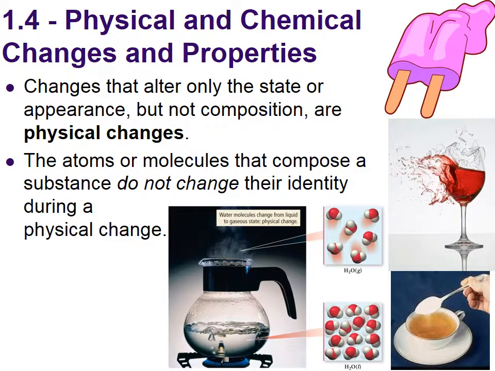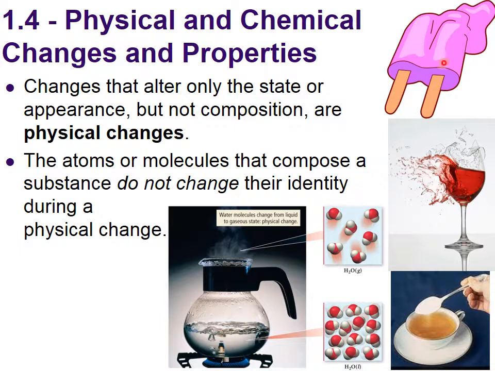Now, along with physical and chemical properties, we also have to define physical and chemical changes. So we're looking at physical changes first. Now, there are similarities between the definitions of properties and changes. So for example, a physical change does not change the identity of the substance. It doesn't change what it's made of. It just changes what it looks like.